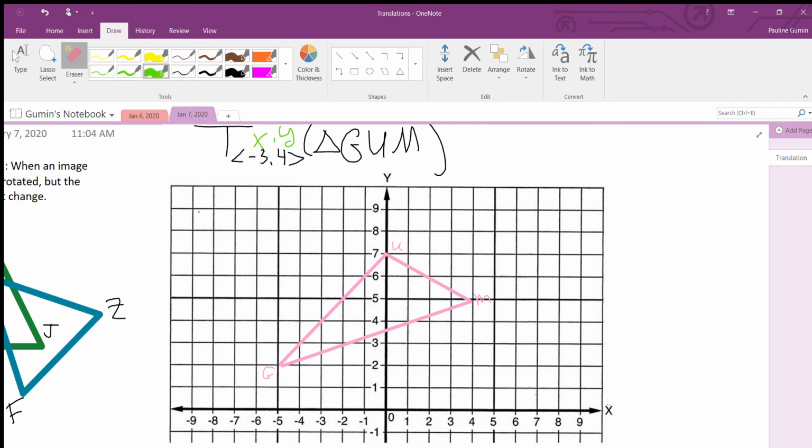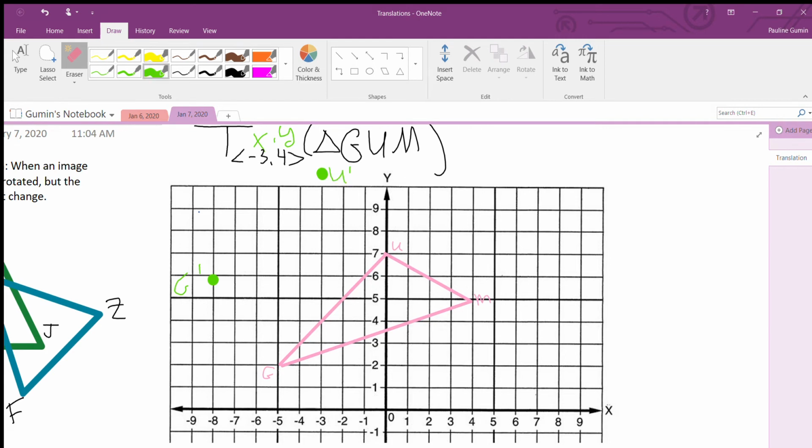So I'm going to take G first, and I'm going to move it to the left 3. Whoa, I wasn't going to draw yet. 1, 2, 3, and then up 4. 1, 2, 3, 4. That's G prime. Next we have U. 1, 2, 3, and then up 4. That's a little bit off the grid. That's fine. That's U prime.